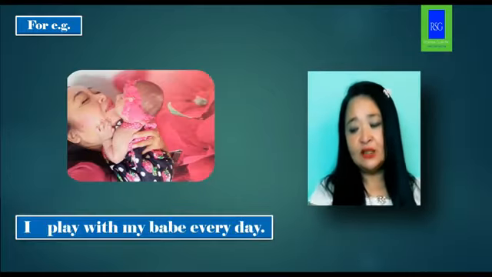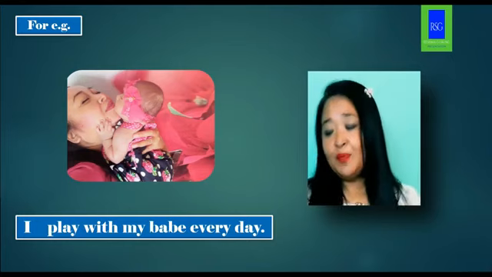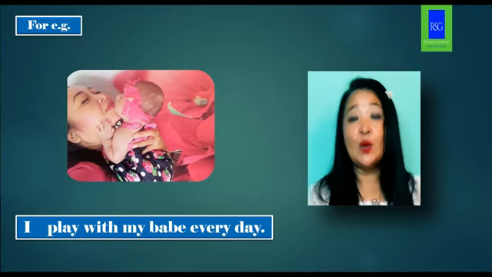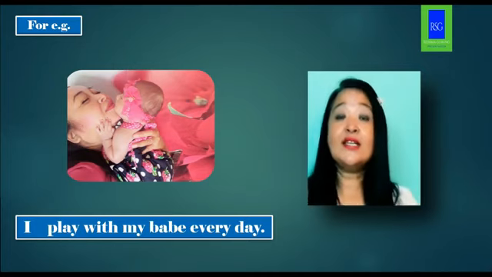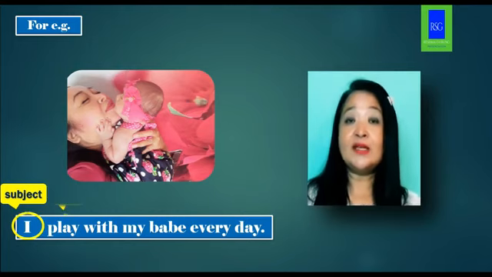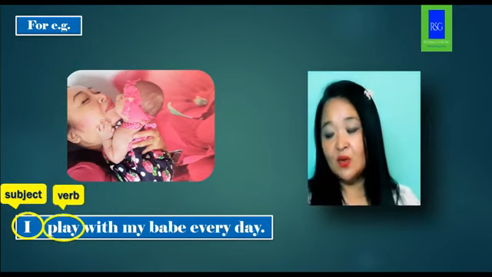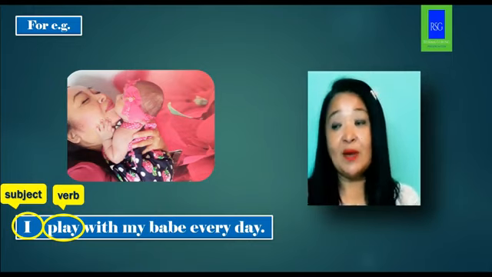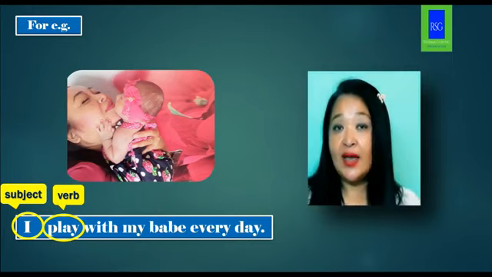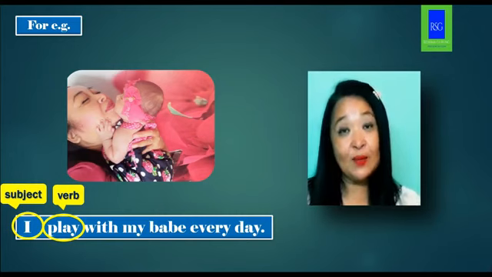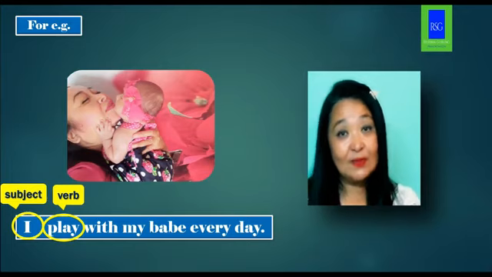Just look at example number 1. I play with my baby every day. What is the subject here? The subject is I, isn't it? And the verb that I've used is what? Play, isn't it? So in I play with my baby every day, I have used the subject I and the verb play without s. Understood? Keep that in mind.